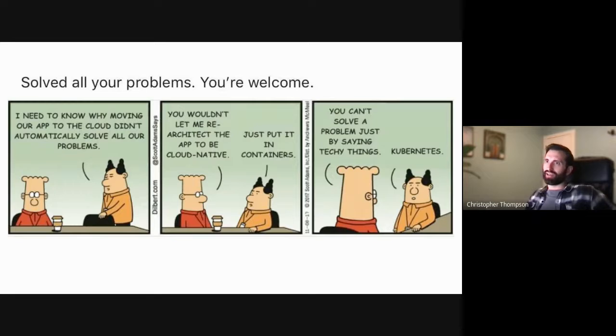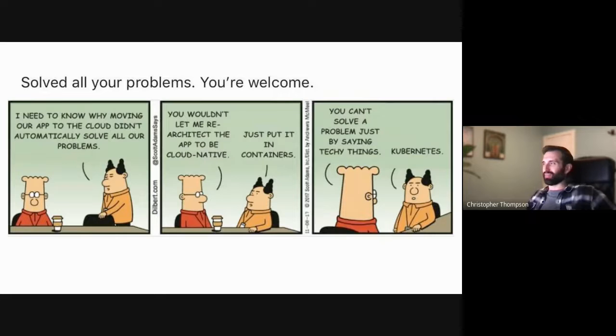Okay, so this is a comic strip that I found, and I've seen it before. I think it's super funny. His boss is like, I need to know why moving our app to the cloud didn't automatically solve all our problems. Gilbert's like, you wouldn't let me re-architect the app to be cloud native. And the boss is like, just put it in containers. He's like, you can't solve the problem just by saying techie things. And he says Kubernetes, right?